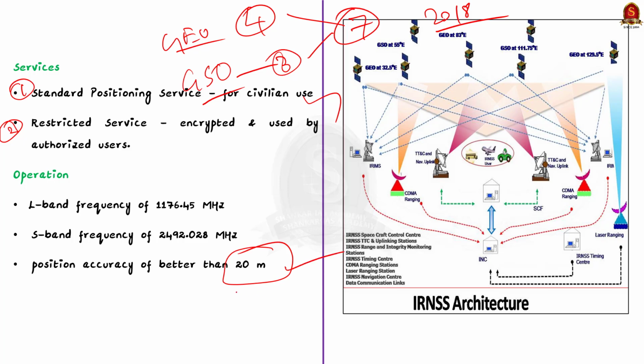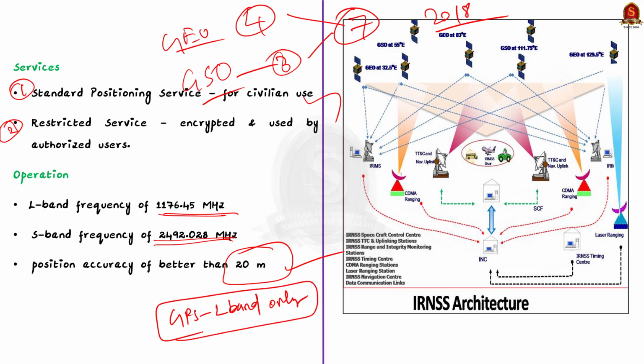Finally, let us see about the applications. See, IRNSS operates in the L-band frequency of 1176.45 MHz and the S-band frequency of 2492.025 MHz. So it provides a position accuracy better than 20 meters in the primary service area. Unlike GPS, which is solely dependent on L-band, NAVIC's utilization of dual frequencies makes it more accurate for positioning. And because of this advantage, NAVIC has many applications.